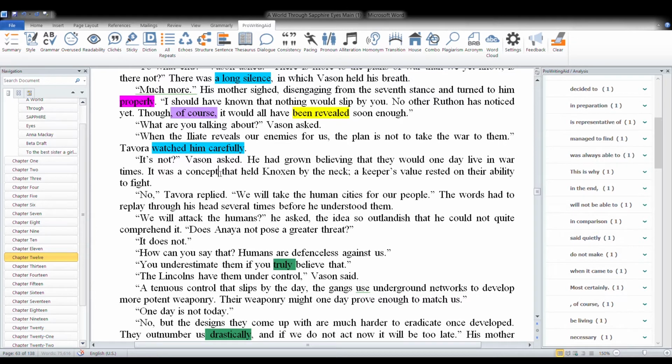He'd grown up believing that they would one day live in war times. It was a concept that held Noxon by the neck. A keeper's value rested on their ability to fight. It already explains that he's having conflict with the idea. I don't need to say he was confused. There we go. So I think that is actually good enough for now.